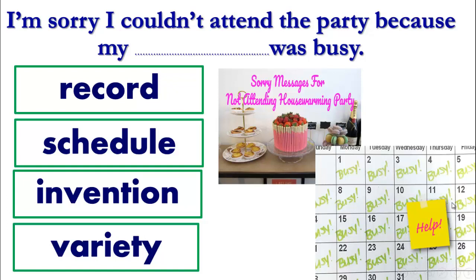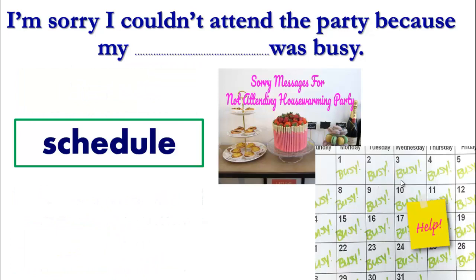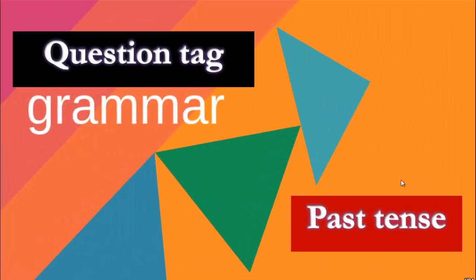If you look at the picture that is in front of you, this is what here? This is record, schedule, invention, or variety. That's right. It's going to be what here? Schedule. So I'm sorry I couldn't attend the party because my schedule was busy. Now let's move and practice our grammar.